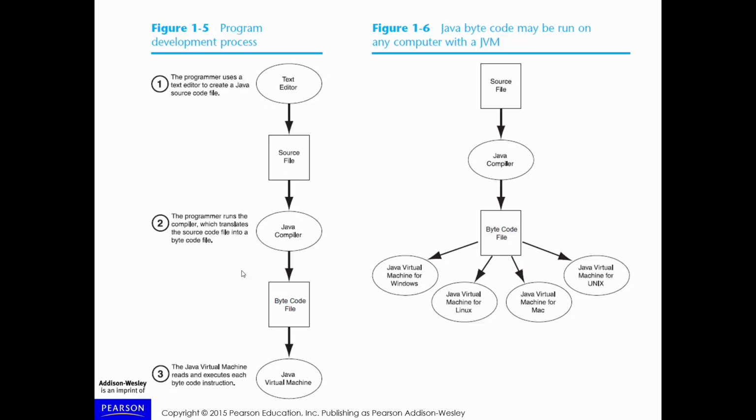So here's your program development process. You sit down with your editor and you code your source file. When you get done with that, you run it through the Java compiler. If there are any mistakes, you've got to go fix those and run it again, fix those and run it again. But ideally, sooner or later, you won't have any errors, so you'll have a bytecode file. That bytecode file will be read and executed by the Java virtual machine.